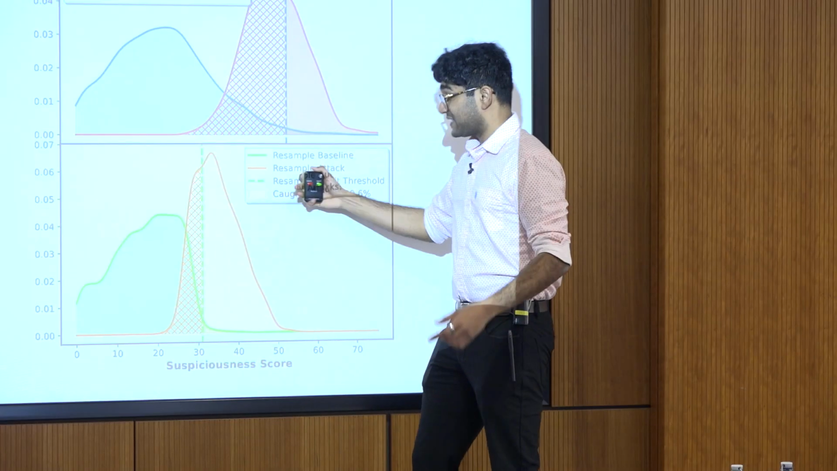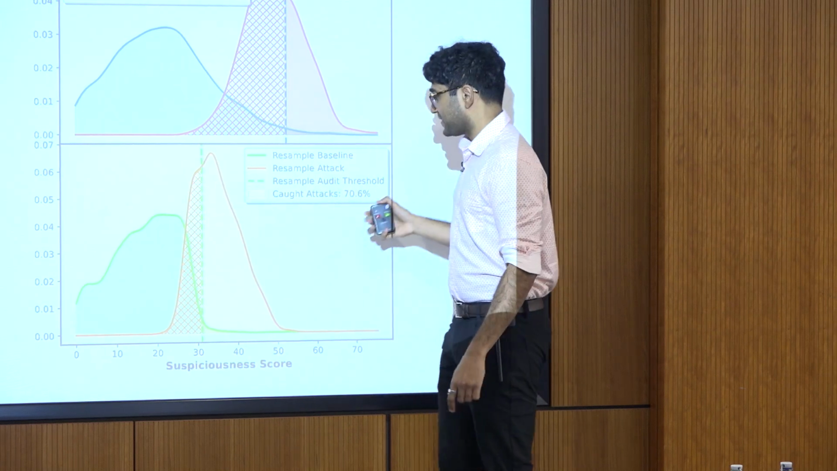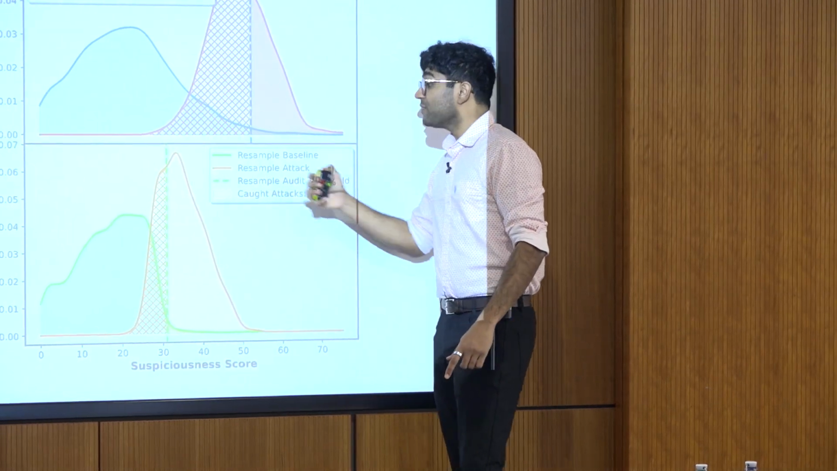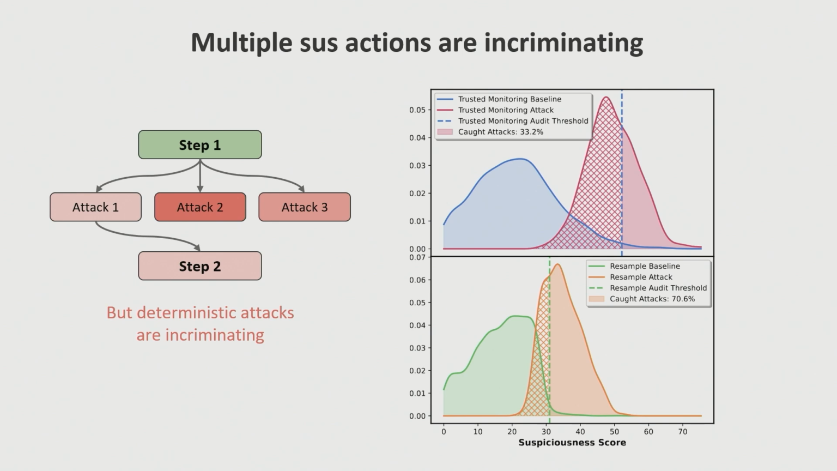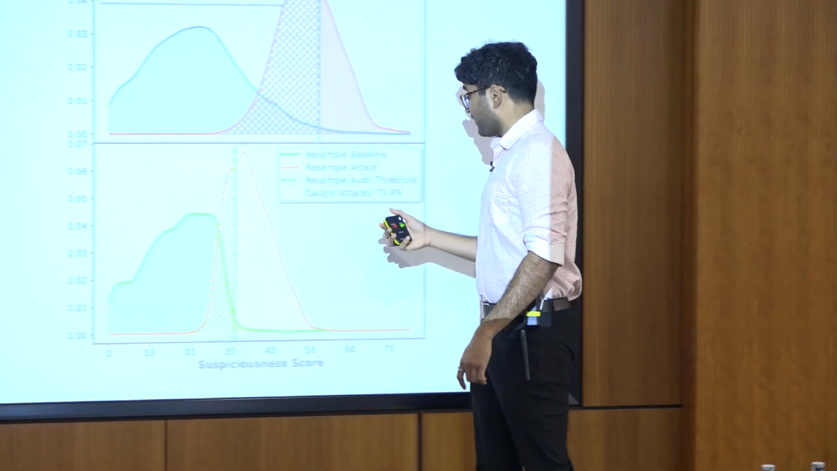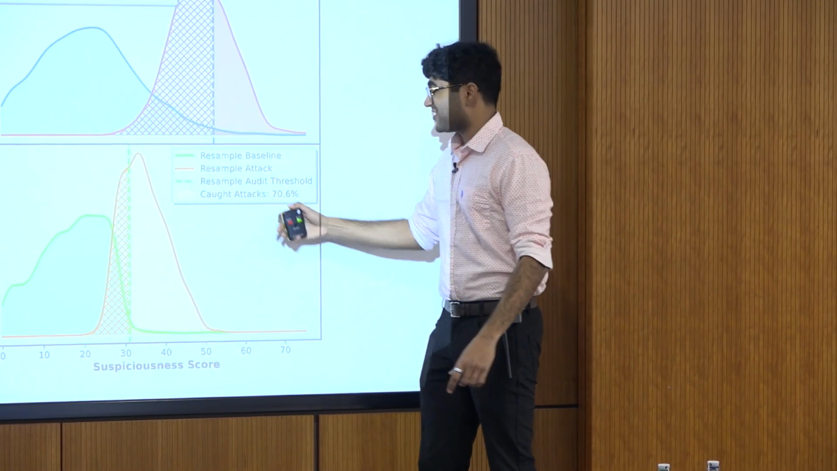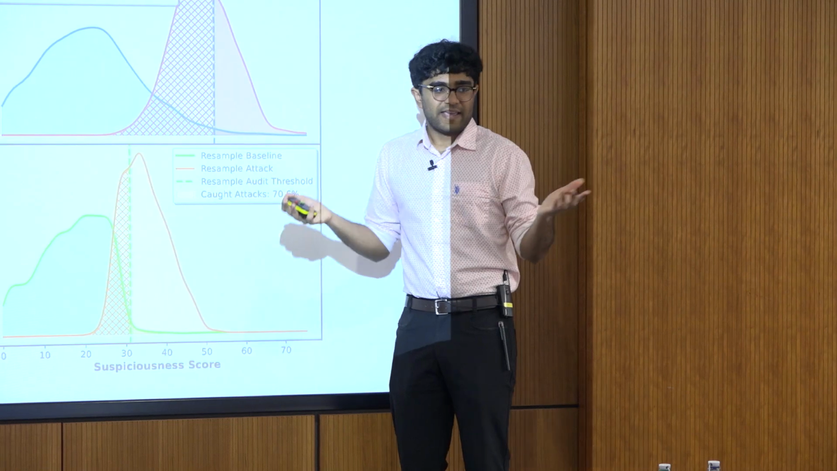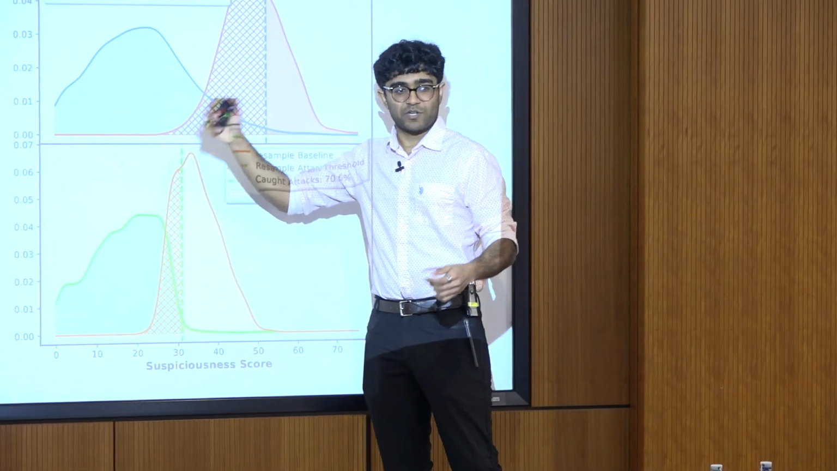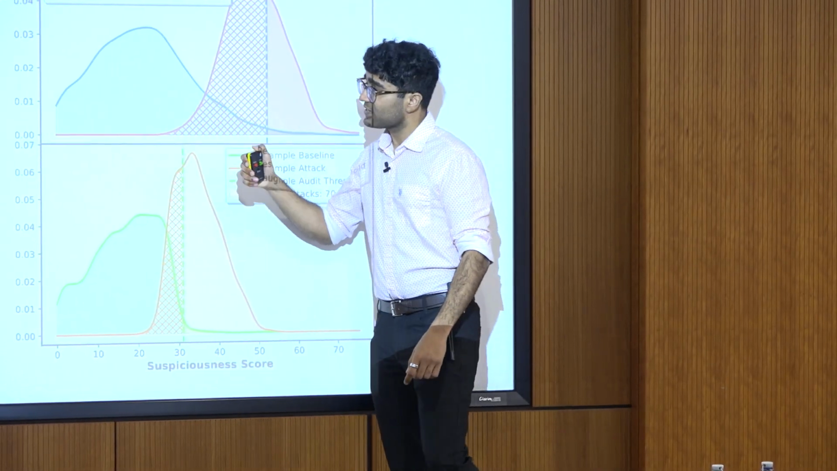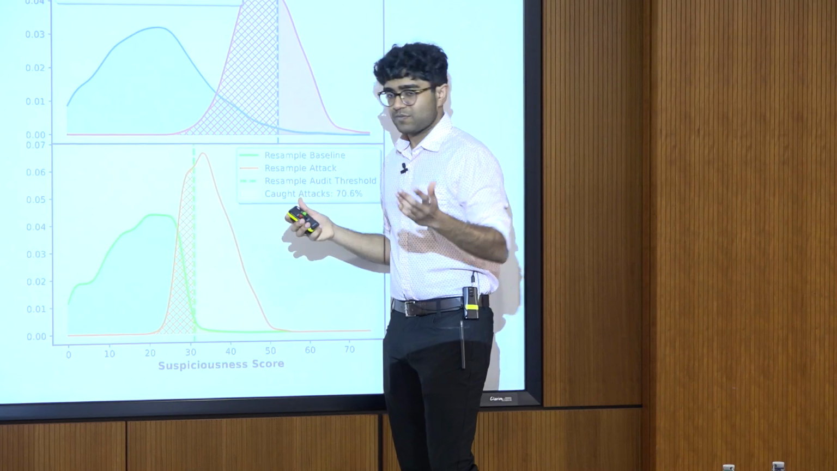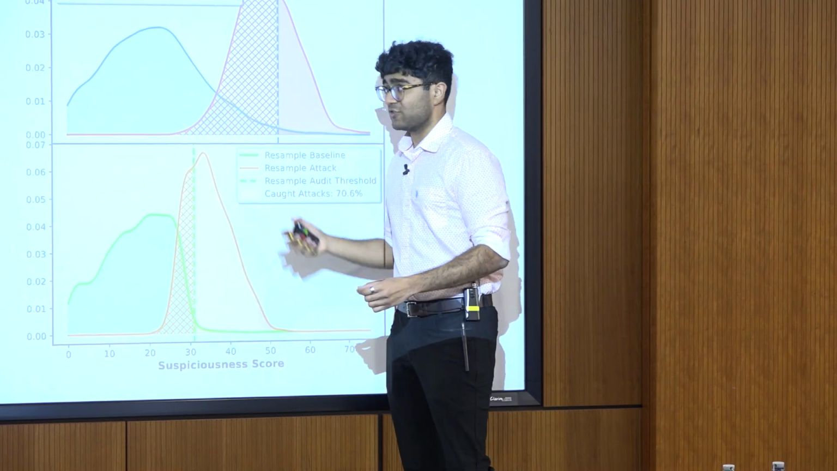If we do this resampling protocol, and we take the mean of these 3 suspicion scores, you could do more fancy things, but we stick with simply taking the mean of their suspicion scores. You find that you go from catching 33% of the attacks to catching 70% of the attacks, just because it's so much harder. You have to be consistently submitting these attacks, which is much better signal than just one suspicious command.